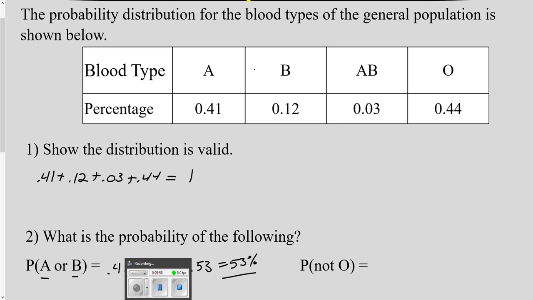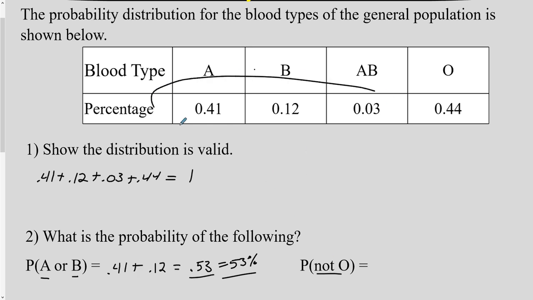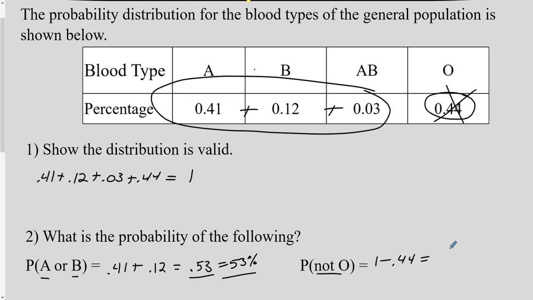Okay. Probability of not O. So if it's not O, that means it's anything else, right? It's just not O. So there's two ways to do this. We can either add up 41 plus 12 plus 3, or if it's not 44%, it has to be the rest of it, because it all has to add up to 1, so we can use that to our advantage. And we're going to get 56%. So you have a 56% chance of not having type O blood. You have a 53% chance of being type A or type B.